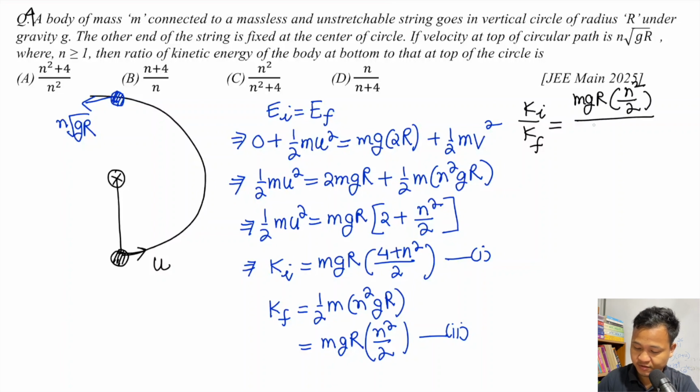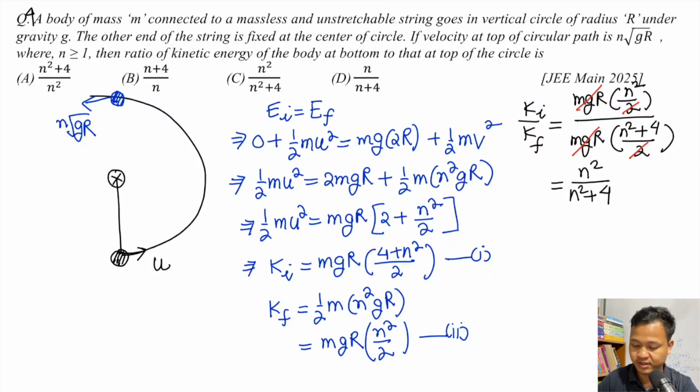Okay, and the final is mzr into n squared plus 4 divided by 2. So mzr gets cancelled out, and the 2 gets cancelled out. So what remains? n squared divided by n squared plus 4. Okay. So which one? n squared divided by n squared plus 4, option C.